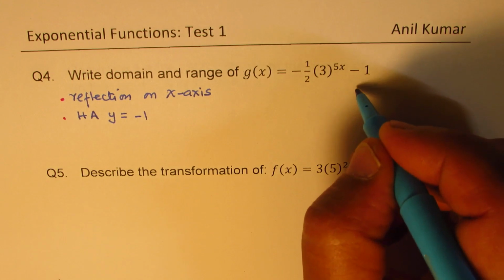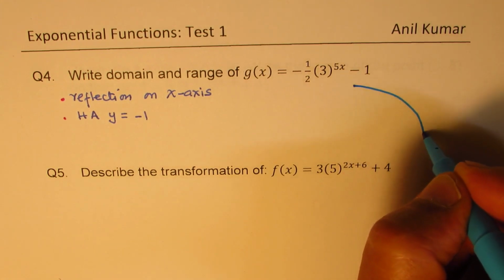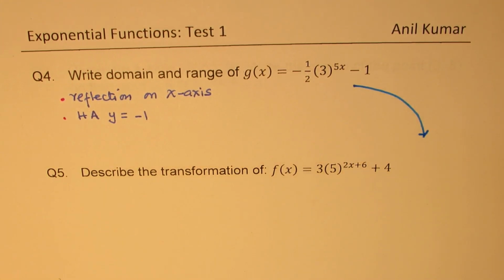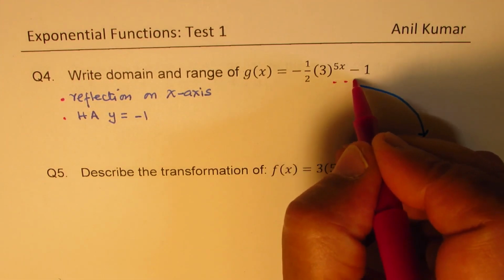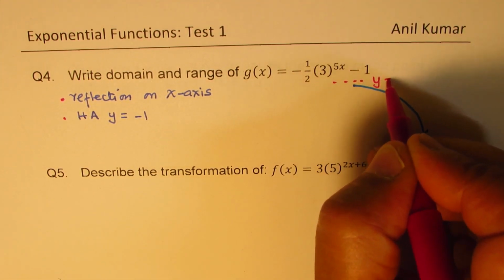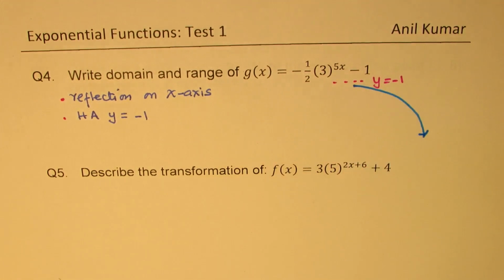So what we get here is a function which will be kind of going like this, where we have a horizontal asymptote which is y equals -1. Is that clear to you?